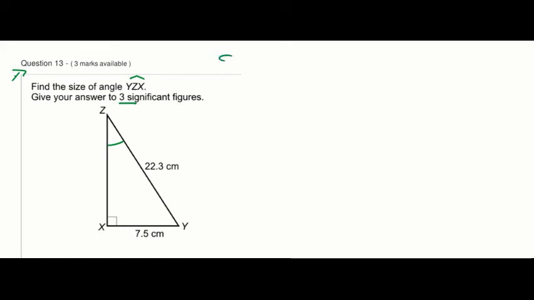So before I even start, I'm going to write down SOHCAHTOA, which is my reminder of the trigonometric ratios. Then I'm going to label the sides of my triangle. Here's the angle. So XY is the opposite side, ZX is the adjacent side, and ZY is the hypotenuse. So looking at my triangle, it's given me the hypotenuse and it's given me the opposite side.